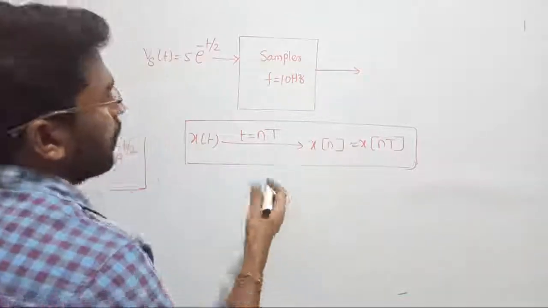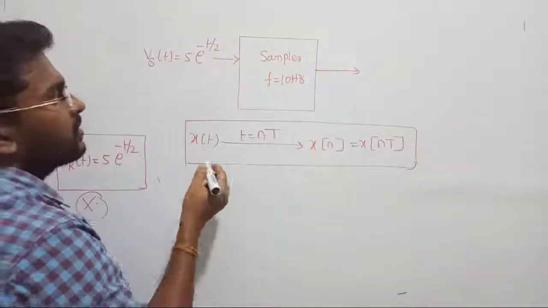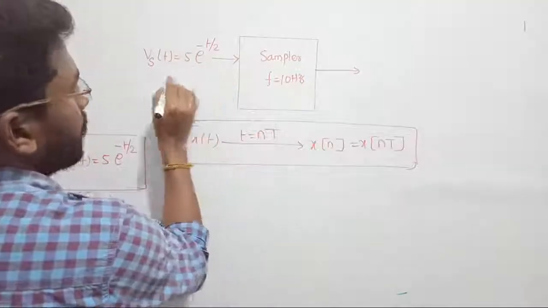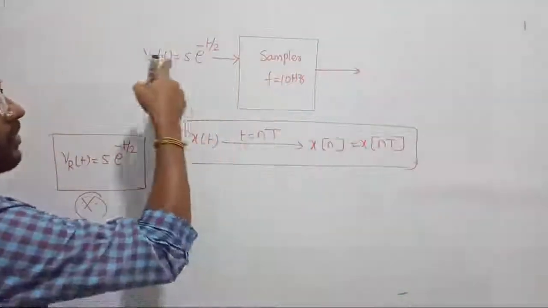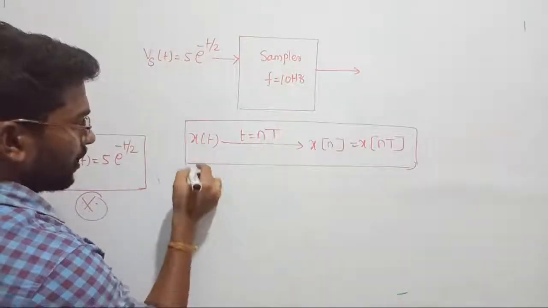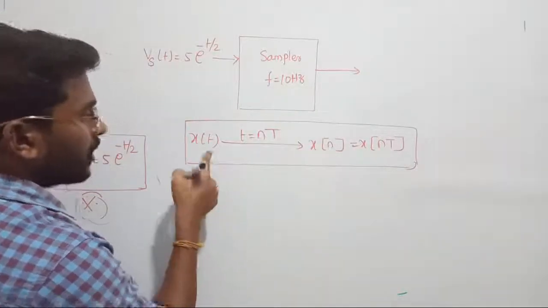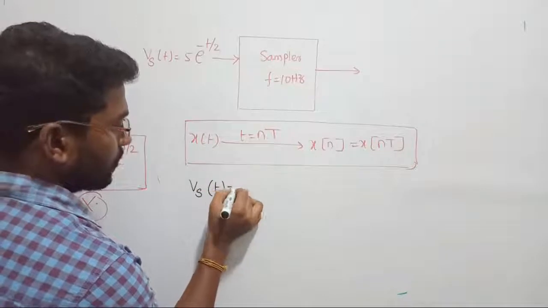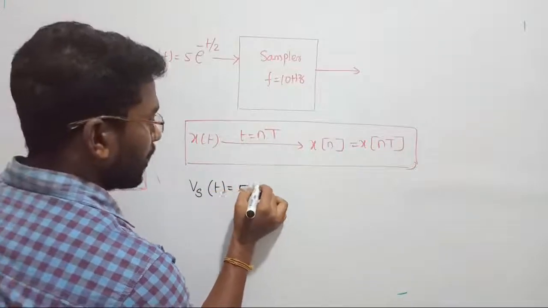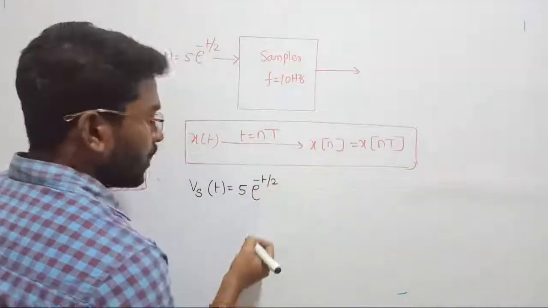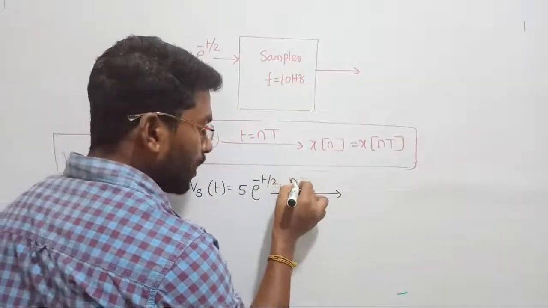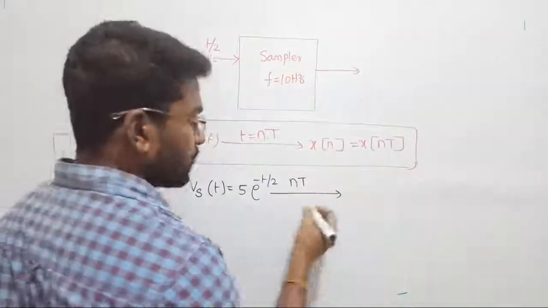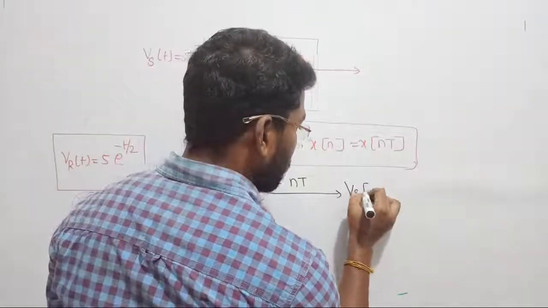No problem. So if you pass this through the sampler, see that this is my signal, right? Let us apply it according to this concept. Through this sampler, x of t can be written as Vs of t. First let us substitute this value, 5 into e power minus t by 2, correct? When you pass this through the sampler, t will be replaced by n into T, such that this function will become Vs of n. I am writing it.